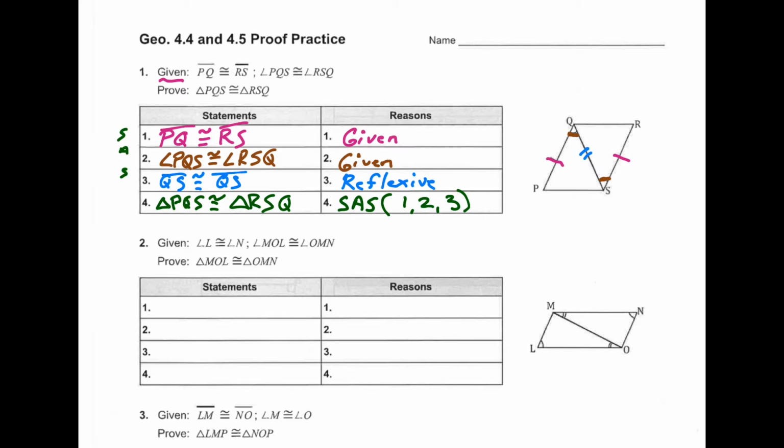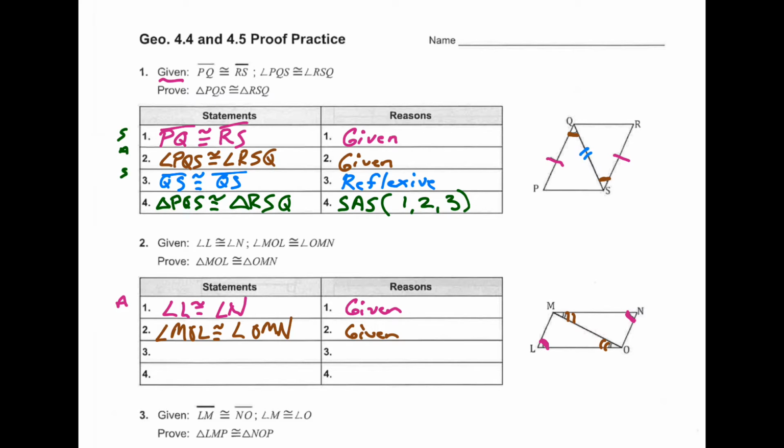So once again, we have this given, angle L is congruent to angle N. That's an angle that we have congruent. And our reason for that is just given. So remember, that's always going to be your first reasoning. Now the second piece of information that we have is also given to us. So I can write that down, and it's going to be that angle MOL is congruent to angle OMN. And that's going to be this angle is congruent to that angle.